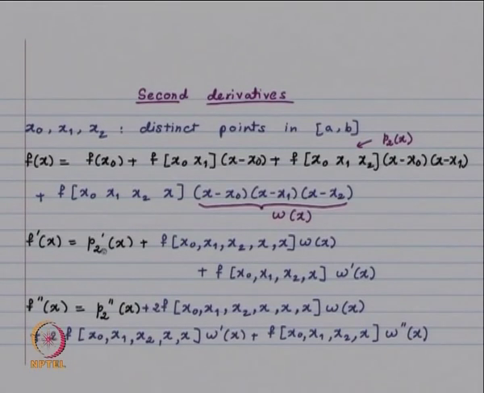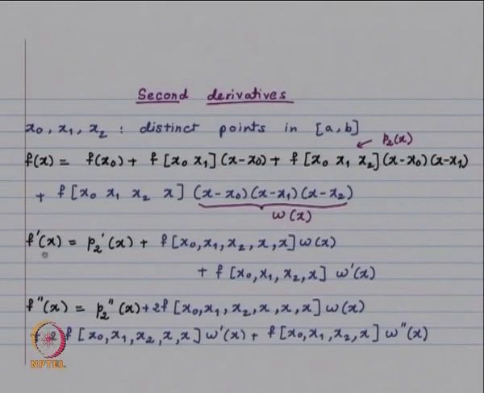Take the first derivative. So, f dash x will be equal to p 2 dash x plus the derivative of this term, using the product rule. First, the derivative of this term is going to be the divided difference x 0, x 1, x 2, x, x times w x, plus this term multiplied by w dash x. So, that is our first derivative.